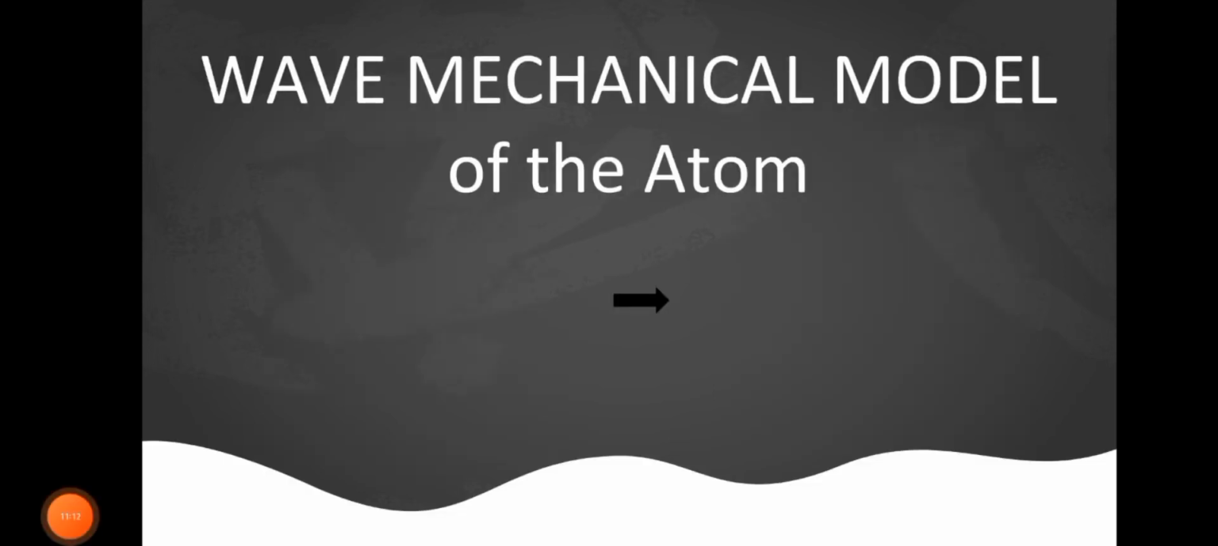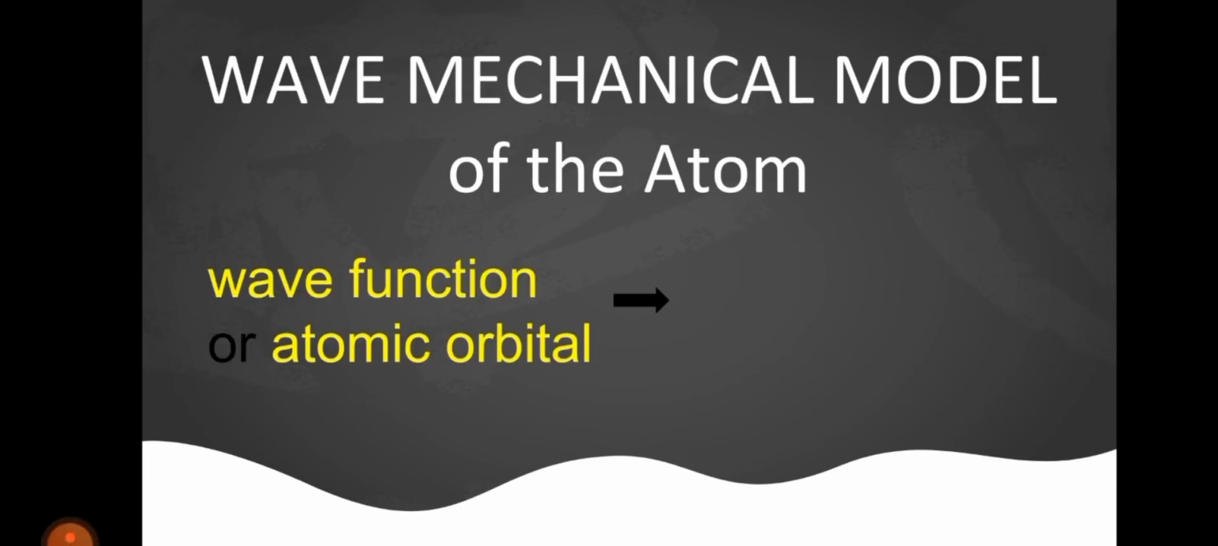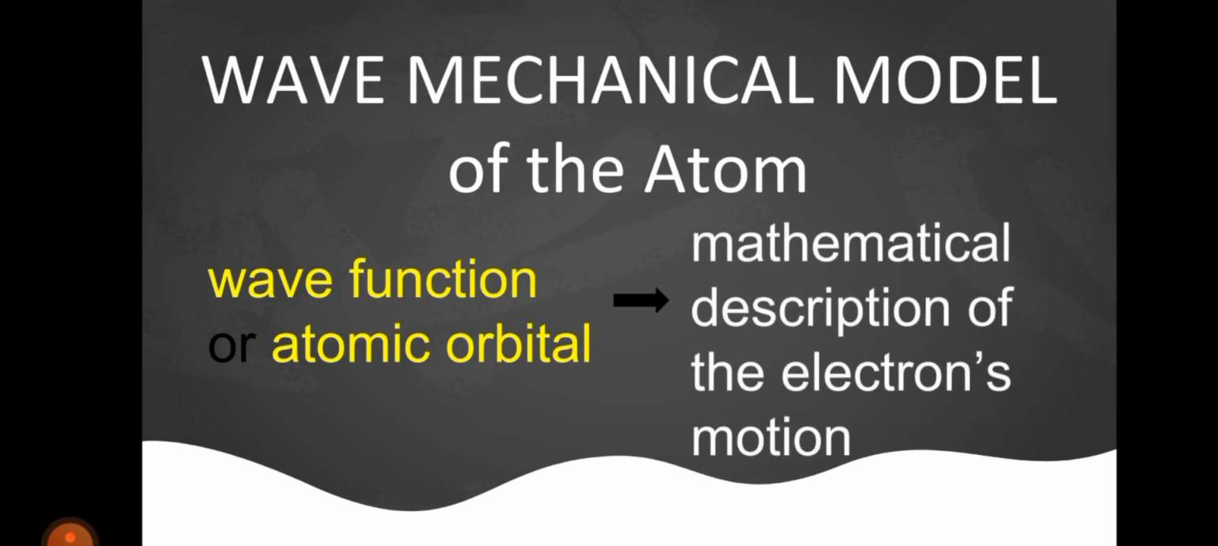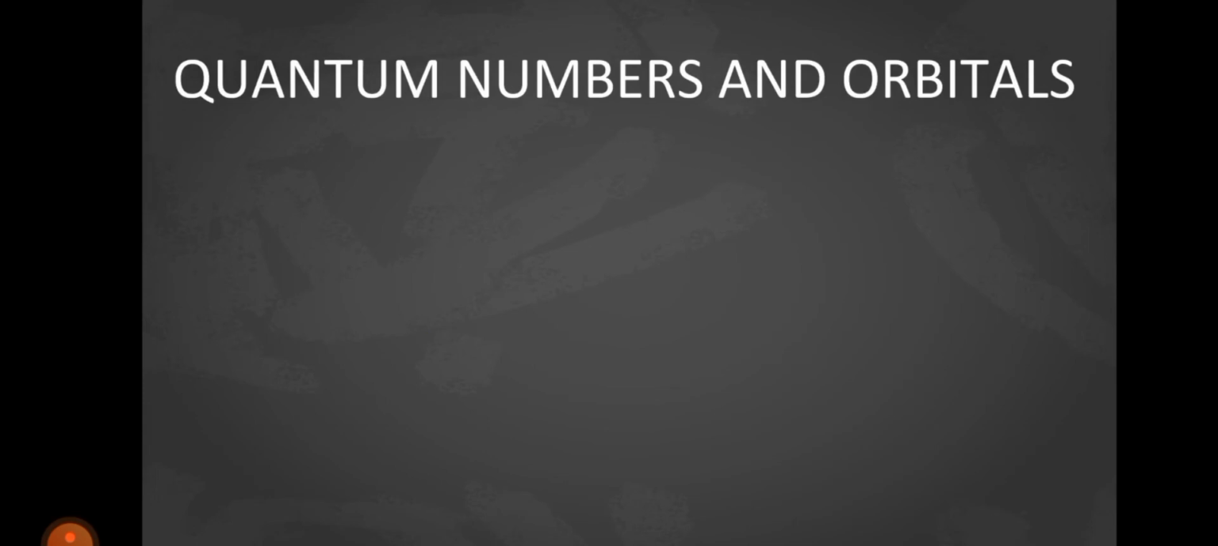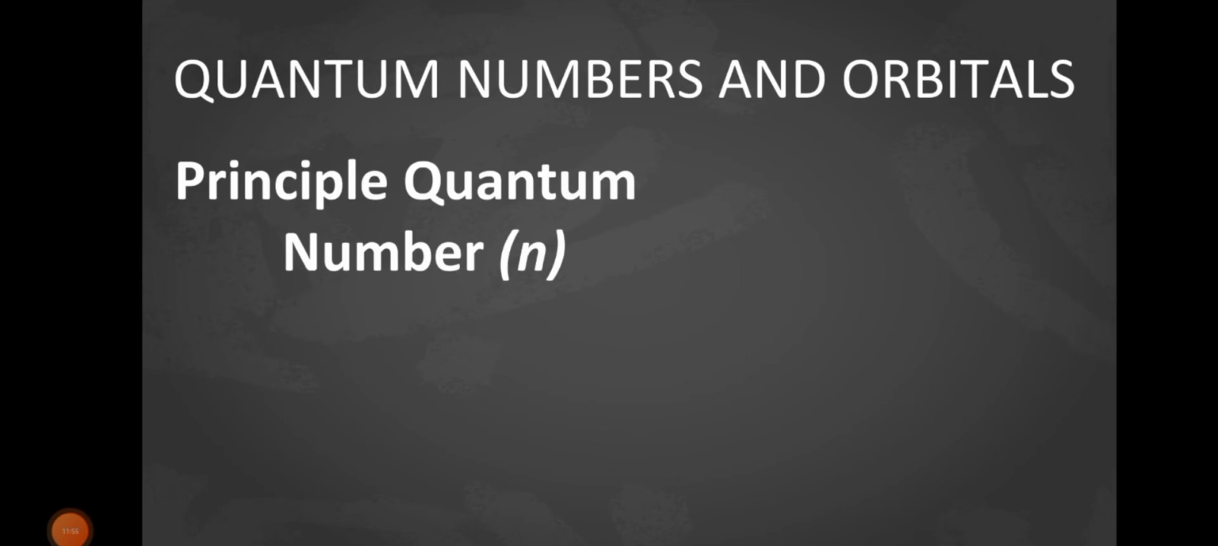Unlike sa pinropose ni Niels Bohr na ang electron daw ay nagmo-move in a circular orbits, sa wave mechanical model naman, pinaniniwalaan nila na yung electrons can be found in a three-dimensional space around the nucleus. Kaya yung tinatawag natin na wave function or atomic orbital. Ito yung mathematical description of the electron's motion na inintroduce ng scientists. So, sa mathematical equation na ginawa ni Schrödinger ay kailangan gumamit ng quantum numbers. Meron tayong 4 na quantum numbers. The first quantum number is the principal quantum number na may value na n.